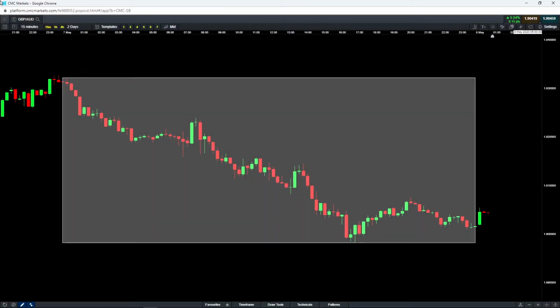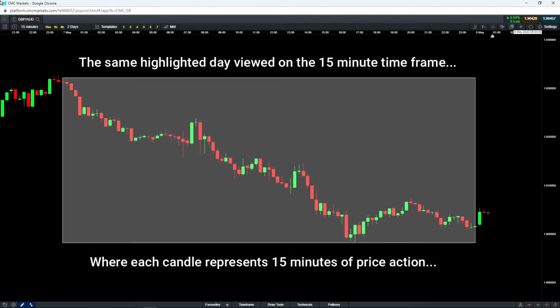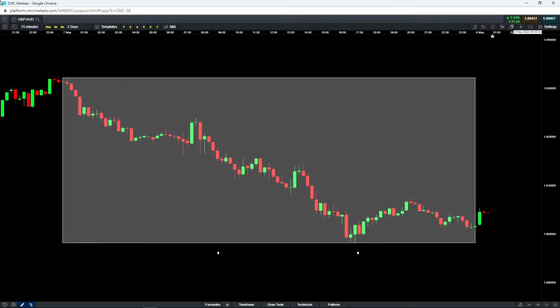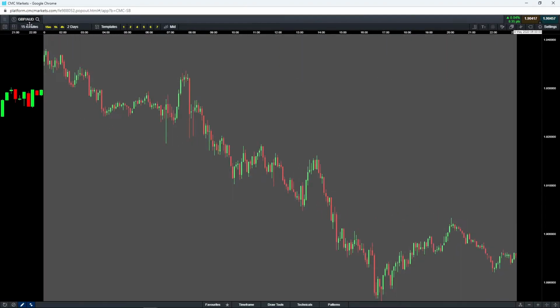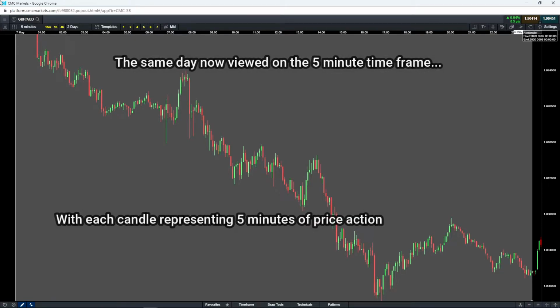Here's that same day still highlighted, but on the 15-minute time frame, where each candle takes 15 minutes to form. And again here on the 5-minute time frame. So you can see there's quite a lot of price action taking place in that day. This is on the 5-minute time frame.